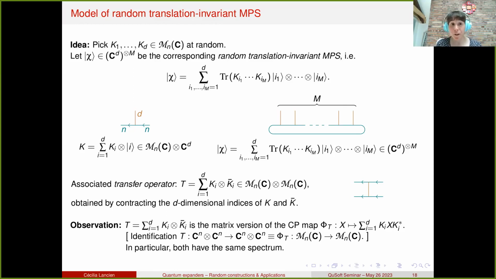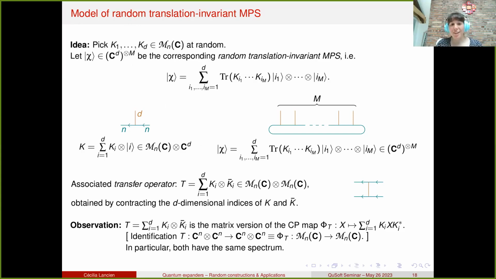this MPS. So the way you obtain this transfer operator is by taking your one-site tensor K, its complex conjugate K bar, and then you contract them on their physical index, so on this D-dimensional index, which I represented here on this diagram. And what you get is this transfer operator T, which is the sum over i of the Ki tensor Ki bar. And these Ki's are my random matrices that I've picked to define my MPS.